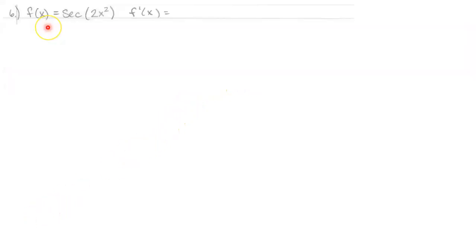All right, for number 6, we have the derivative of secant of 2x squared. So the derivative of secant anything is going to be secant that thing, tangent that thing. So secant 2x squared, tangent 2x squared, times the derivative of that thing. So the derivative of 2x squared would be 4x. So this is the derivative of the outside, and this is the derivative of the inside. So derivative of secant anything is secant that thing, tangent that thing, times the derivative of that thing.